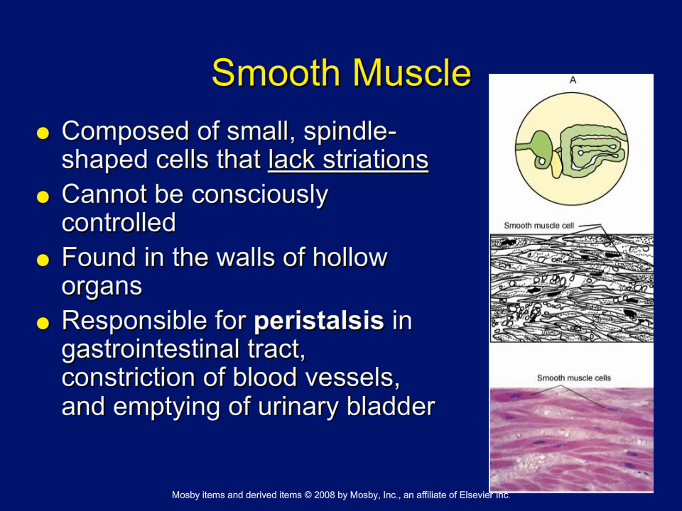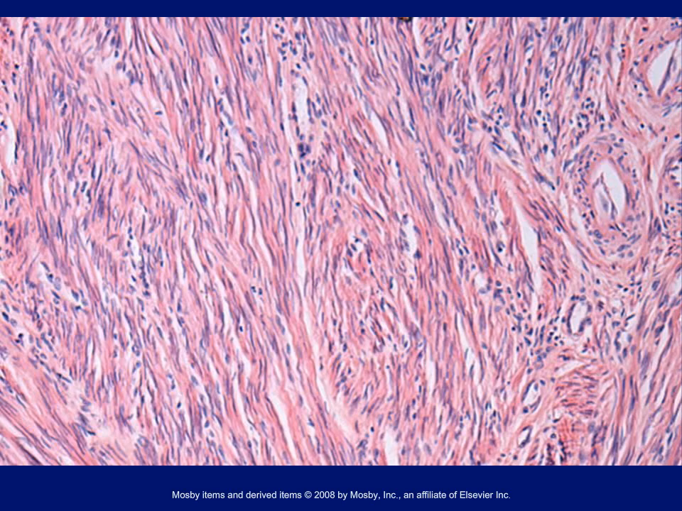Now, unlike skeletal muscle, smooth muscle cannot be consciously controlled, and it tends to be found in areas of hollow organs. For example, within the walls of blood vessels, and also within the walls of GI or gastrointestinal organs. And within these organs, it helps with the process of peristalsis, which is just basically the movement of food through the digestive tract. So here's a nice slide of some smooth muscle tissue.